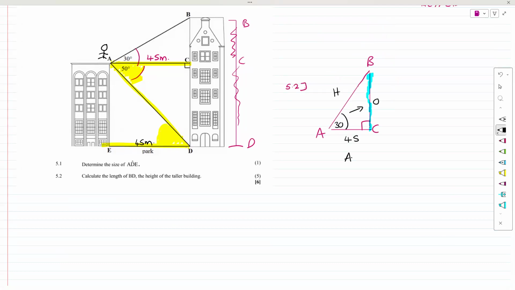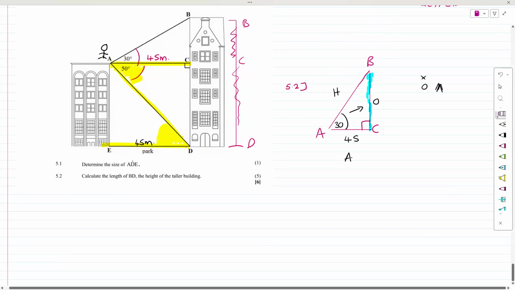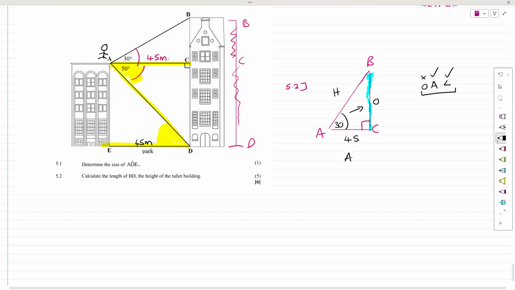So we want the opposite. We got the adjacent, and we got the angle. So again, we got the adjacent and we got the angle. So in terms of SOHCAHTOA, all we have to do is say, hey, tan of 30 equals O over A.